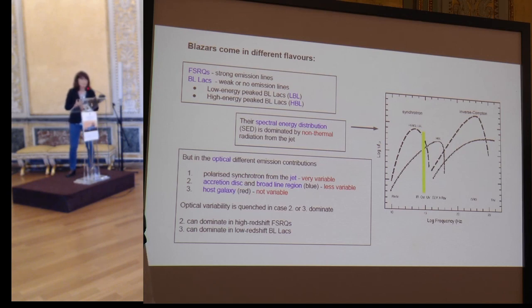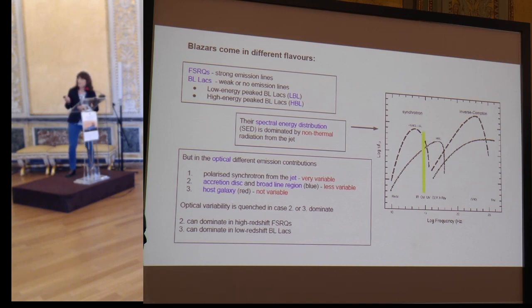There are different types of blazars. Based on the presence or absence of emission lines in their spectra, we can distinguish between flat spectrum radio quasars and BL Lac objects. Then we can further divide BL Lacs into low energy peak BL Lacs and high energy peak BL Lacs, depending on the shape of the spectral energy distribution, which is this plot here in the usual log nu F nu versus log nu plot. You see that the spectral energy distribution has two bumps.